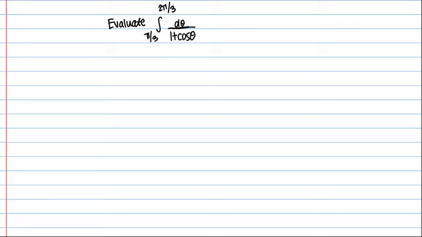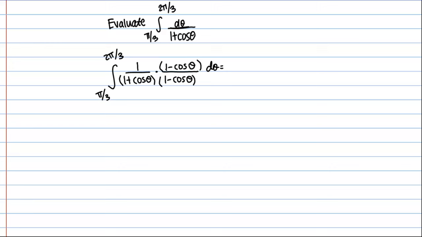So what I am going to do here, so I've got 1 over 1 plus cosine theta. I'm going to multiply top and bottom by the same thing, and what I'm going to choose is 1 minus cosine theta. And that might seem kind of a strange choice, but in a second you'll see why. It's going to make things work out really nicely for us.